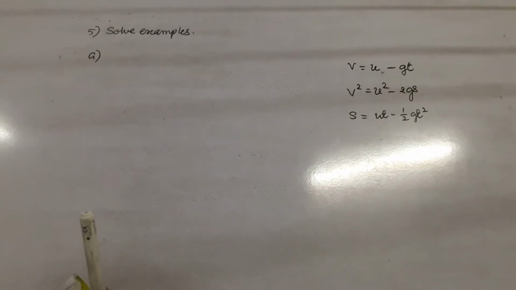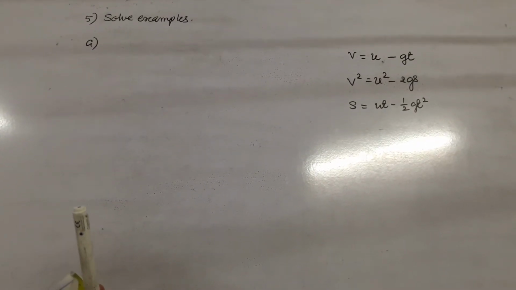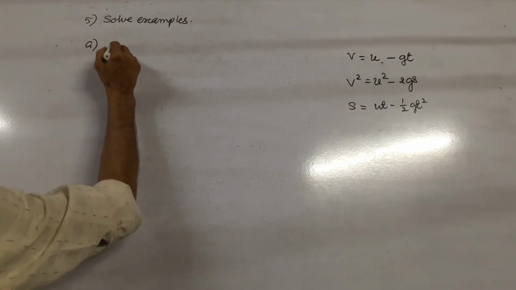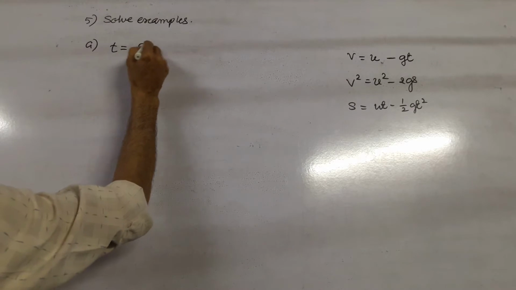15. Solve the following examples. Fifth one. Let us take fifth A. An object takes 5 seconds to reach the ground from a height of 5 meters on a planet. What is the value of g on the planet? Now here given the time taken t is equal to 5 seconds.